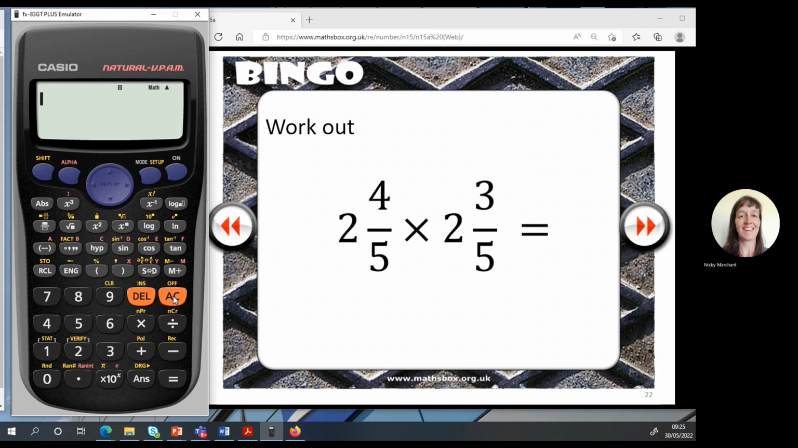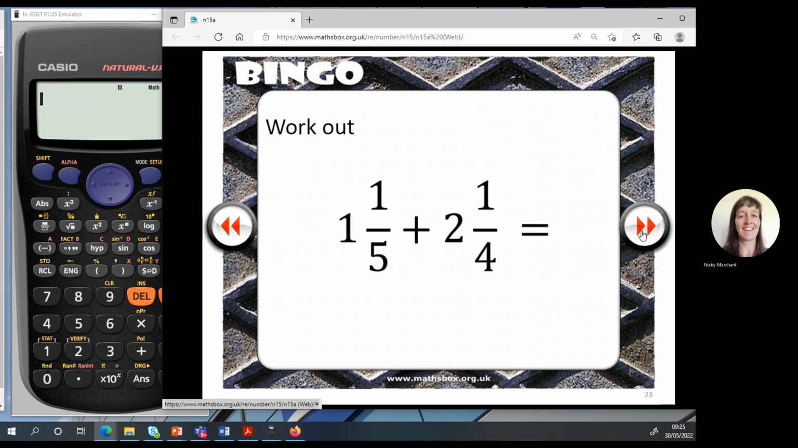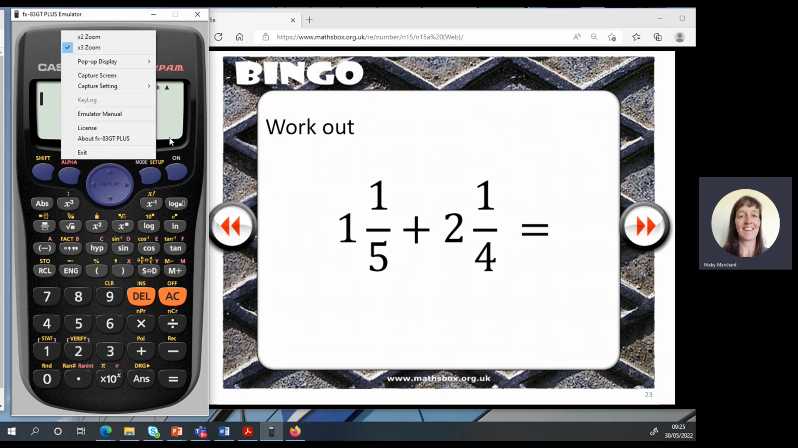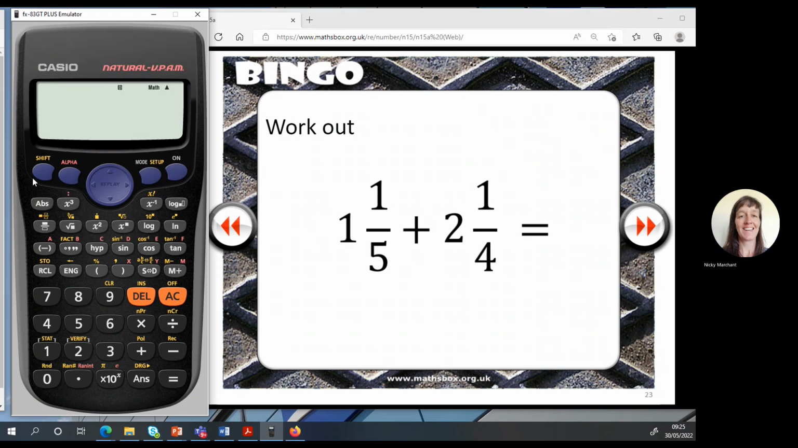let's go on to another one. So this one, now an addition. Again, we can use our fraction button. So shift and our mixed number button, 1 and 1/5. Move across, add, fraction button, 2 and 1/4. Move across, equals 69 over 20. Press our SD button. It tells us that we can have 3.45.